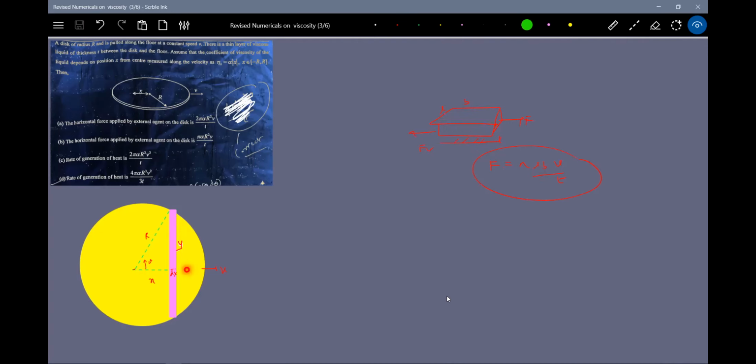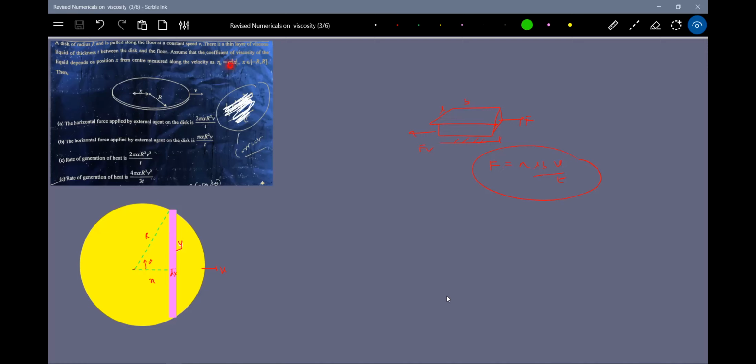But look at here now. And that too, the coefficient of viscosity is varying. The coefficient of viscosity will be different at different points. This is x equals 0. So therefore, first we'll assume an elemental strip. First we'll calculate what is the force acting on that elemental strip. Then we'll integrate. Hope you are able to understand.